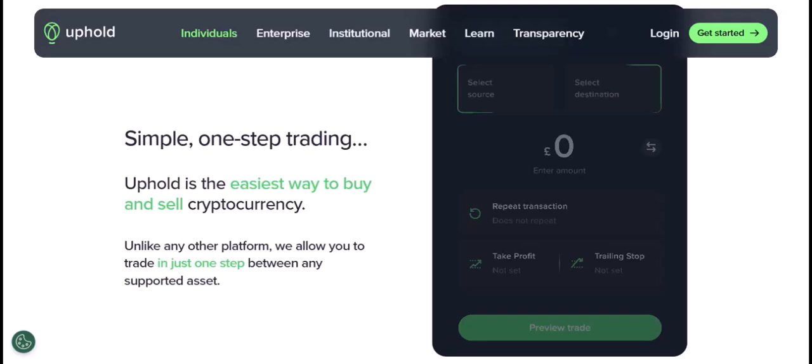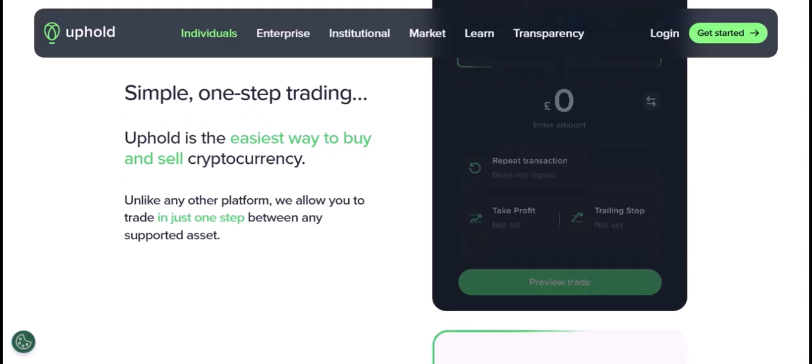On the Uphold platform, placing a limit order is usually a straightforward process. When you go to buy or sell an asset, you'll typically have the option to choose between a market order and a limit order. Selecting limit order will then prompt you to enter your desired price. You'll also usually have the option to set the duration of your order, how long you want it to remain active if it's not immediately filled.